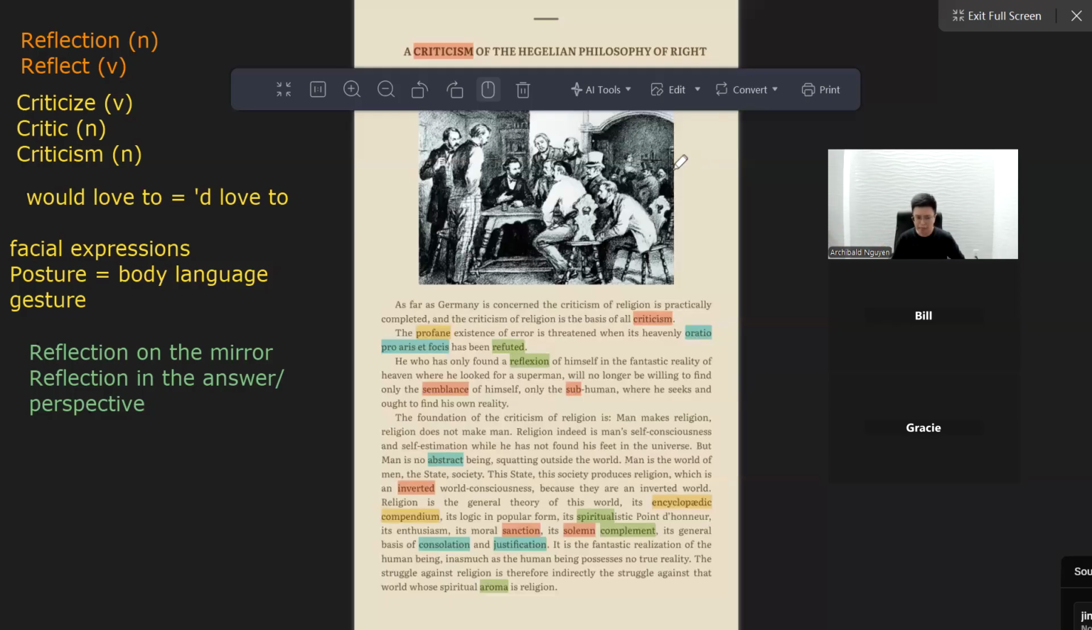So let's go. Let's make a situation again. And guys, in your situation, you have to use reflection, reflect, criticize, criticism. These are the keywords. You have to use these keywords in your speaking, right? We have to thoroughly use these keywords. Make use of these keywords in a thorough way, in a complete way.